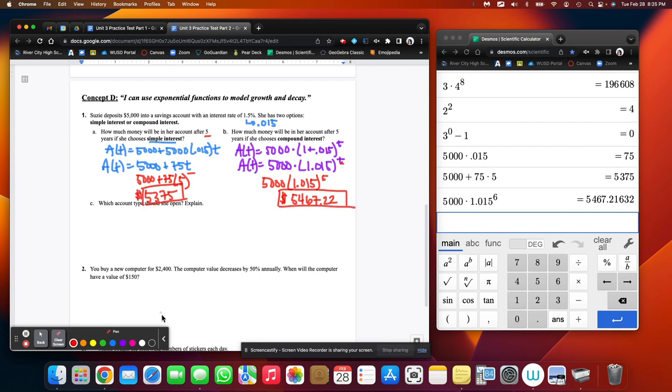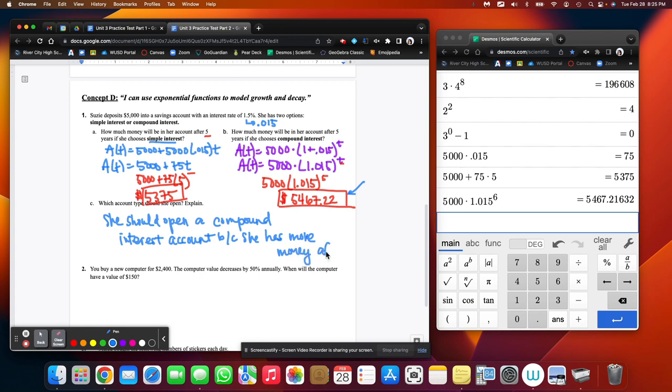It says, which type of account should she open? In this case, she's depositing money, right? So we want the one that will give us more money after a certain amount of time. Well, the one that will give us more money after a certain amount of time is going to be the compound interest. So she should open a compound interest account because she has more money after 5 years.